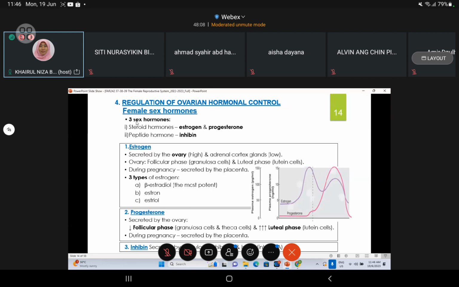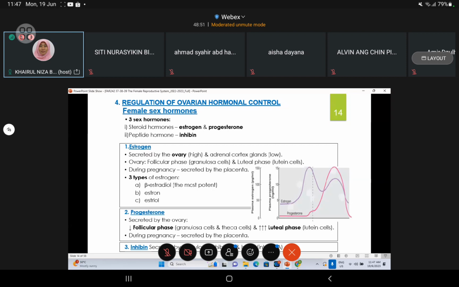So there are 3 female sex hormones, 2 steroid hormones, which are estrogen as well as progesterone, having different endocrine functions. And the third hormone is the peptide hormone inhibin. So estrogen, the first hormone, is secreted by the ovary at a very high level, especially towards ovulation. Okay. It is also secreted by adrenal cortex glands, albeit at a lower concentration.